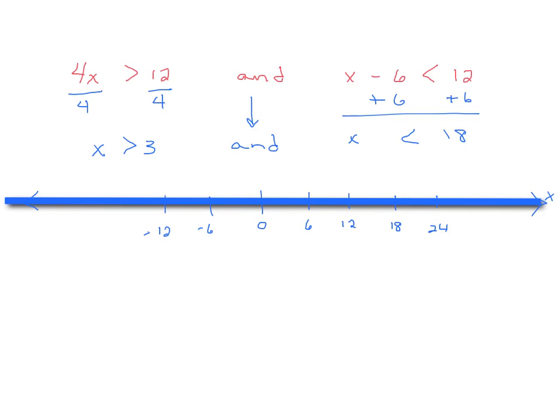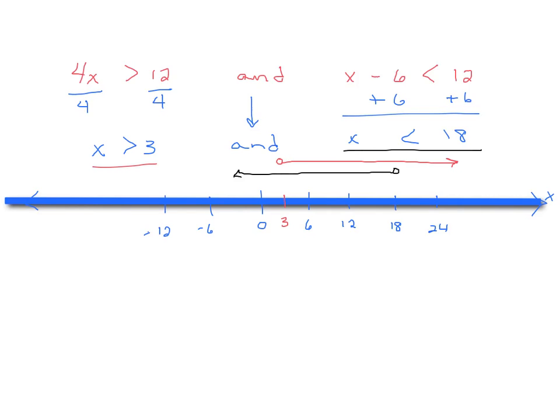What we can do is take a look at each one individually. So let's take a look at what x is greater than 3 is. If we have 3 here, we can think about it as all the numbers that are larger than 3, not including 3, so we don't shade the 3 itself. And now let's take a look at x is less than 18. Again, we don't shade the 18, it's all the numbers less.